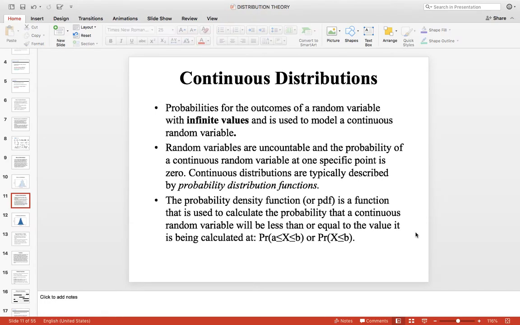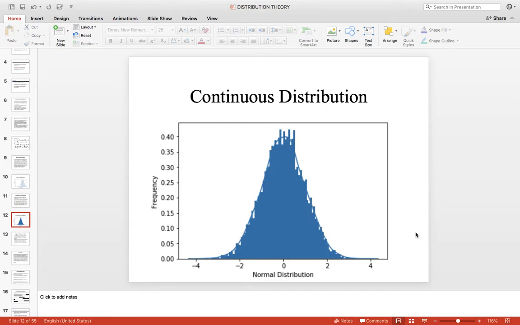So you will see that as we go along. This is what a continuous variable looks like. It has all kinds of values.